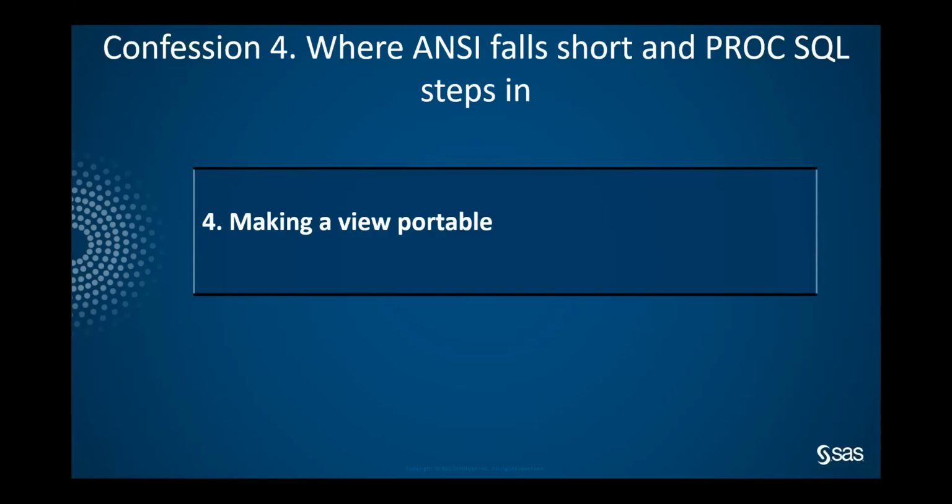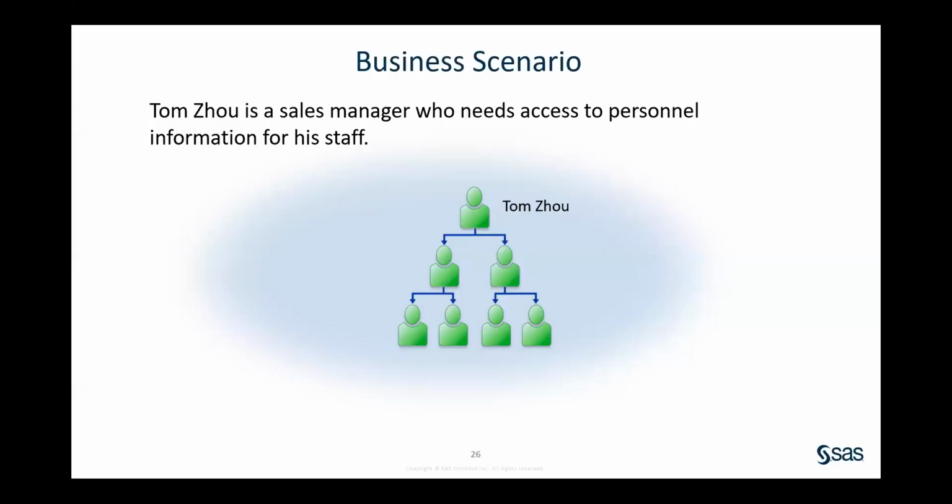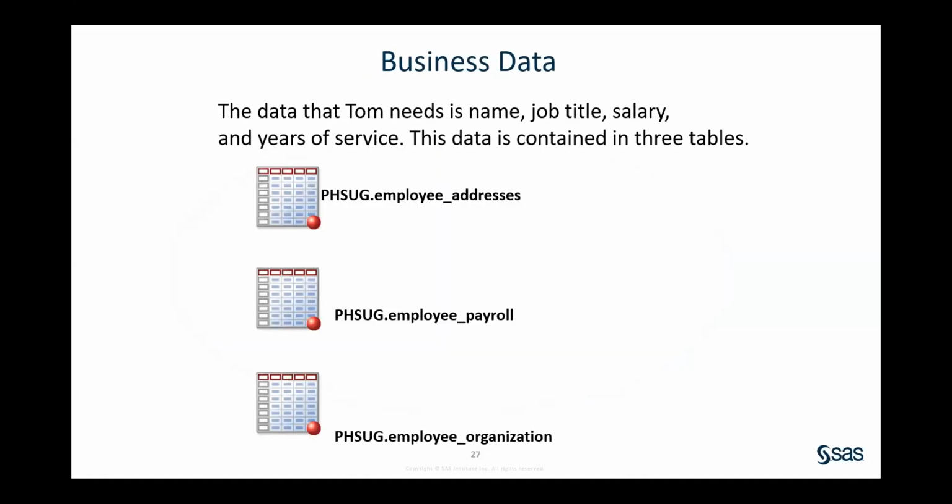Here's where we try to make a view portable. So Tom Zhu is a sales manager. Tom needs access to personal information just for his staff. The data he needs is in 3 different data sets. You've got the addresses table, you have payroll, and you have organization.